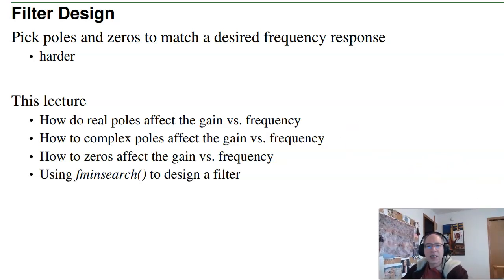With design, I want to figure out where to put the poles and zeros to give some desired frequency response. In this lecture, we're going to look at how real poles affect the gain versus frequency, how complex poles affect the gain versus frequency, how zeros affect the gain versus frequency, and then using a MATLAB function called fminsearch to design a filter.